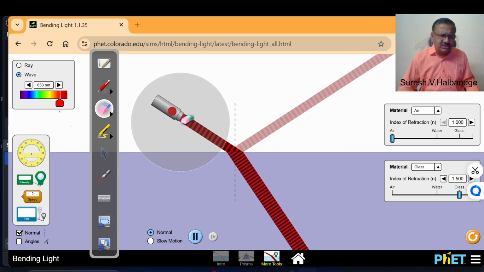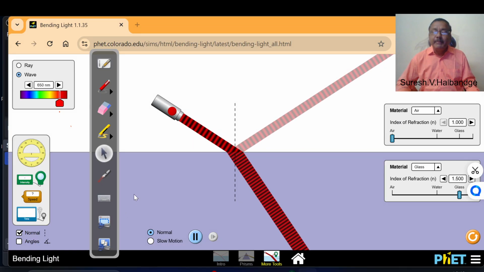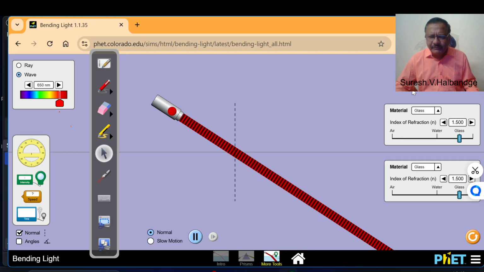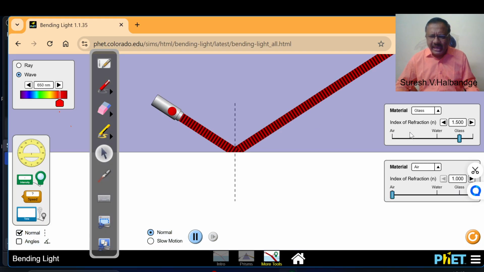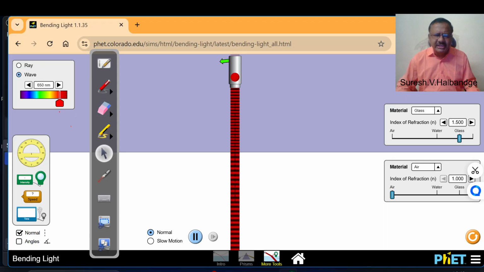Now what I do is I will change the medium. Upper medium I shall take as the denser, which is glass, and lower medium as air, right? Now I will change the angle. Now the angle of incidence is 0 here. The ray of light is incident normally. When the ray of light is incident normally, the angle of incidence and angle of refraction are both 0.